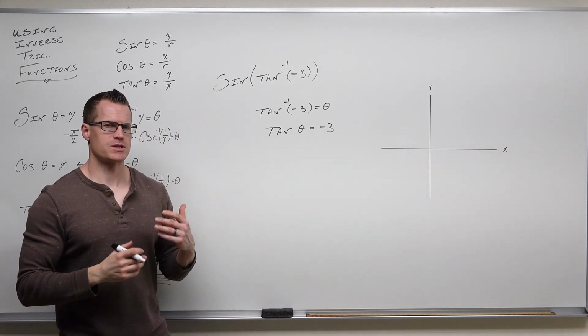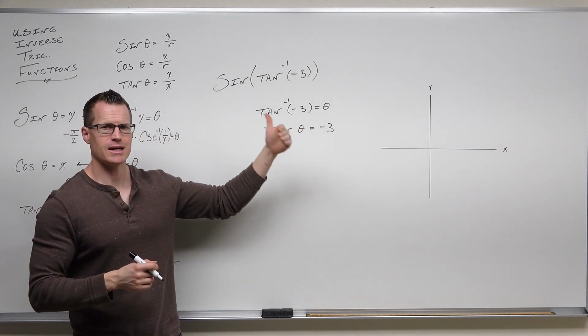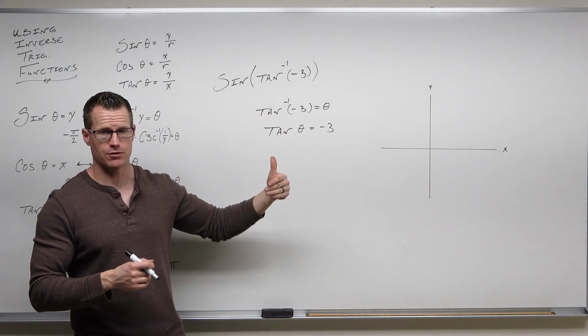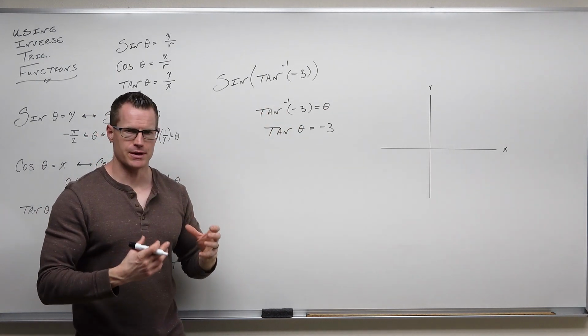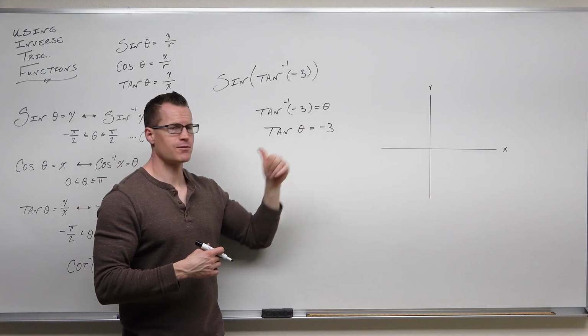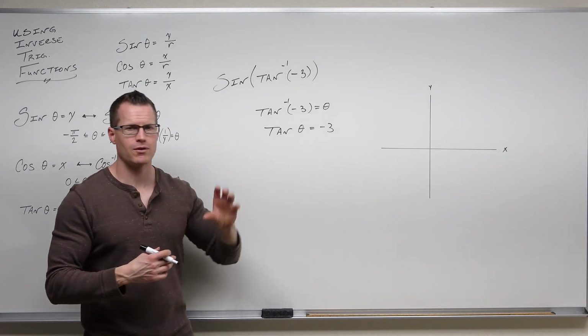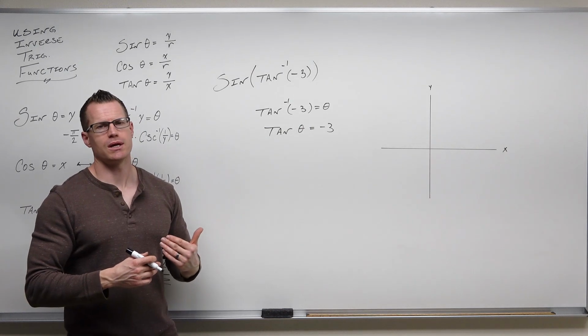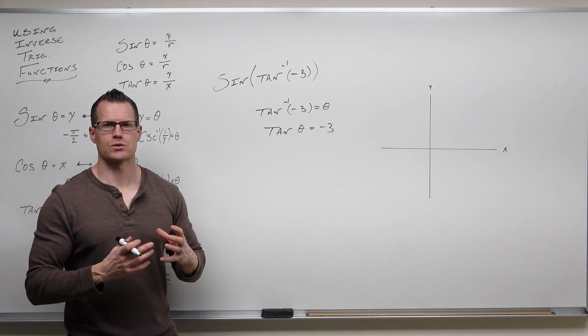These are both true statements of one another. So tan inverse of negative 3 equals theta if and only if tangent of theta equals negative 3. Now, let's think about this. Can we find an angle that gives me negative 3 when I compare y over x on a unit circle? No, there's no negative 3. I can't find that on the unit circle specifically.